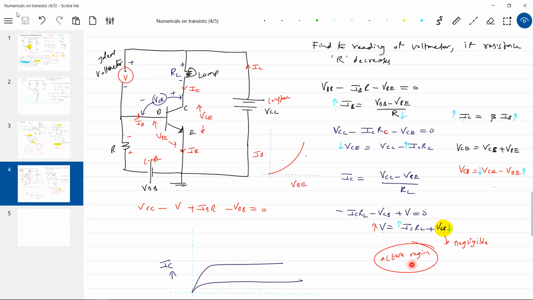Sir, here ICRL equal to VCC minus VCE, no, sir. ICRC is equal to VC. VCC minus VC. Can you substitute in the last equation, sir? The final equation where you conclude. This is RL. Okay, I wrote RL. Both are same only, no, sir. RC, RL. I'll change the symbol. Then it'll be easy.